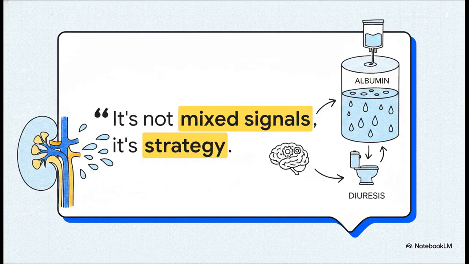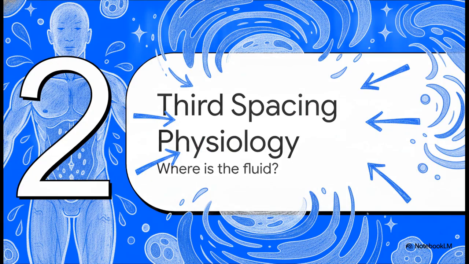Well, the answer really boils down to this. It's not mixed signals, it's strategy. As we're going to see throughout this explainer, you simply cannot remove fluid that the kidneys can't access. The strategy here is actually brilliant, yet super simple. You've got to fill the tank, perfuse the kidney, and only then can you actually diurese that excess fluid out of the body.